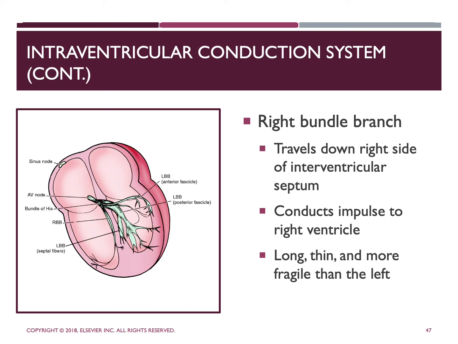The right bundle branch is going to travel down the right side of the interventricular septum to conduct the electrical impulse to the right ventricle. Structurally, the right bundle branch is long, thin, and more fragile than the left. Because of its structure, a relatively small lesion in the right bundle branch can result in delays or interruptions in electrical impulse transmission.